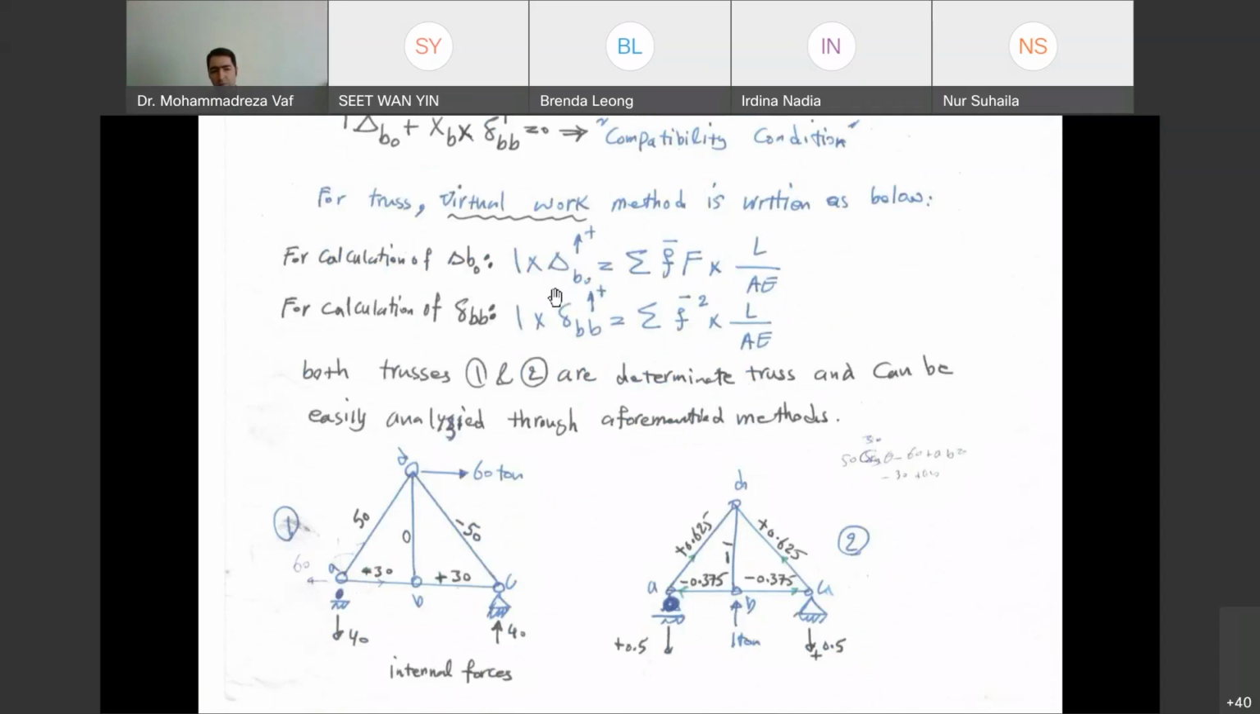So if you want to calculate delta B0, F and F bar should be multiplied, meaning 50 multiplied by 0.6 multiplied by its length divided by EI.